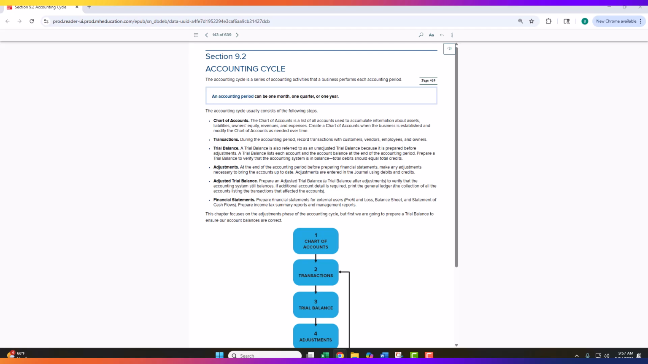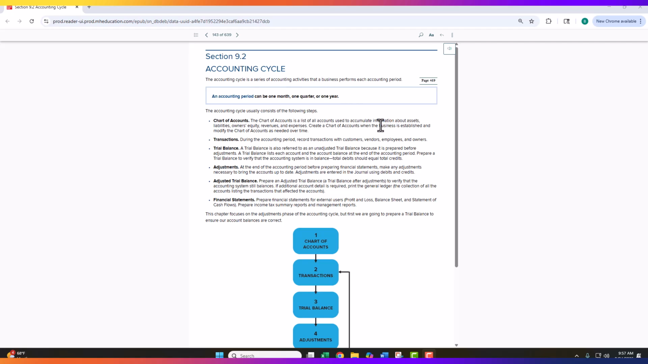Think of this chapter as the steps that get the books fully caught up before financial statements are prepared. By the end, you'll have a clear picture of why adjusting entries matter and how to record them properly inside of QBO. So I'm going to start off here taking a brief look at a section in our textbook. Section 9.2 talks about the accounting cycle.